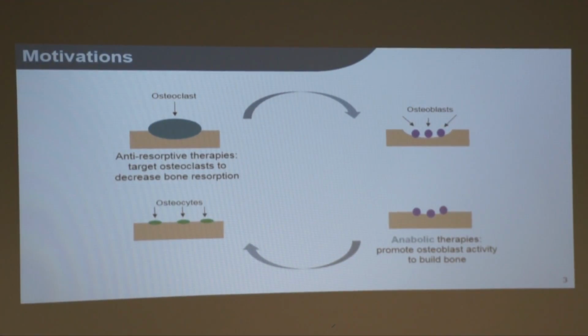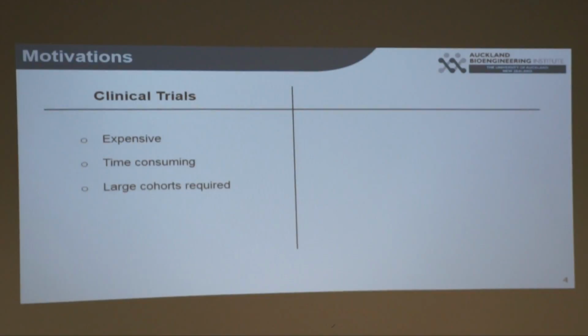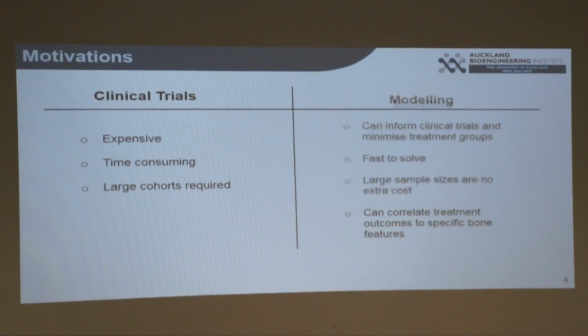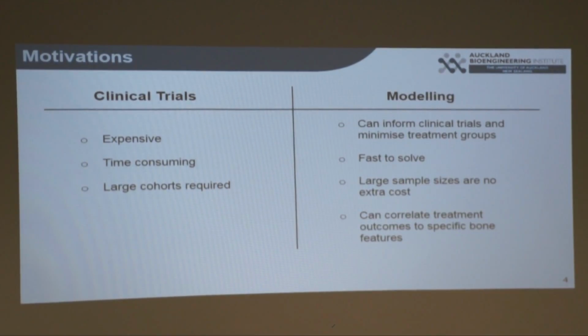And over at the medical school, like Justin said, we worked with Jill Cornish, and they also have a lot of interest in developing these therapies. As we know, with any new therapy or drug, we need to carry out clinical trials, and they can be expensive, time-consuming, and you need large treatment groups. So this is where we propose modelling comes in. Modelling is able to inform those clinical trials and minimise treatment groups. It's fast to solve, and you can run large sample sizes at no real extra cost. And you're able to correlate treatment outcomes to specific bone features.